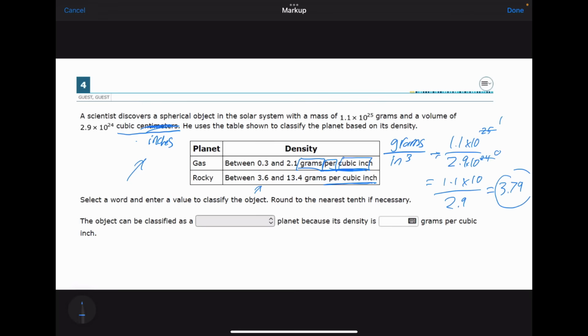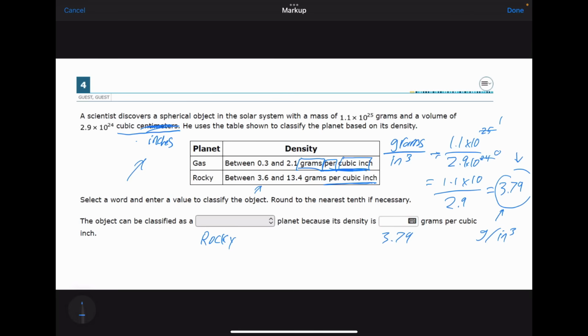This object with 3.79 grams per cubic inch right here can be classified as what? If we have a gas, this measurement should be between 0.3 and 2.1, which it's not. And if it's between 3.6 and 13.4, which it is, it can be classified as rocky. So in this drop down, you only have two options, gas and rocky. We would choose rocky. And the reason is because its density is this 3.79 number that we determined by dividing here.